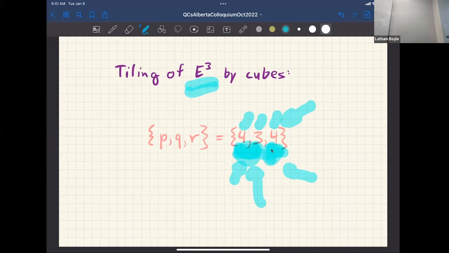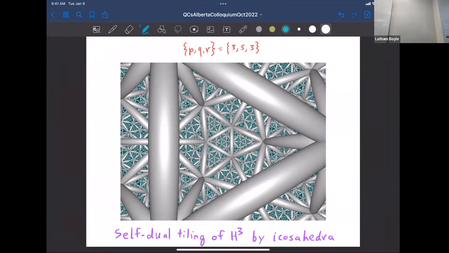Okay, but in addition to tilings of flat space, there are tilings of the three-dimensional positively curved sphere, or tilings of three-dimensional negatively curved hyperbolic space. So the most beautiful tessellation of three-dimensional hyperbolic space is this one, this self-dual tiling by icosahedra. The cells are icosahedra, and 12 of them meet at every vertex. And here's some heroic Wikipedians' attempt to visualize it.